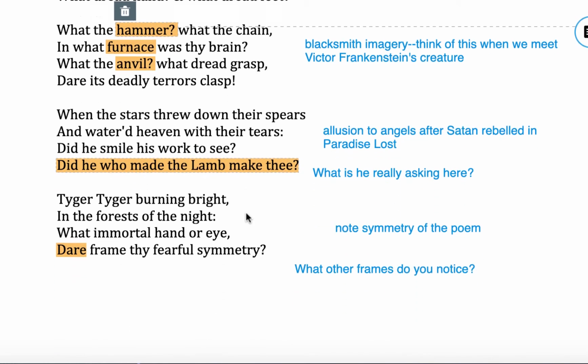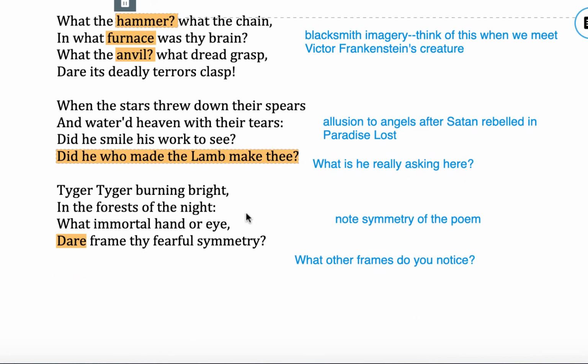When the stars threw down their spears and watered heaven with their tears, did he smile his work to see? Did he who made the lamb make thee?